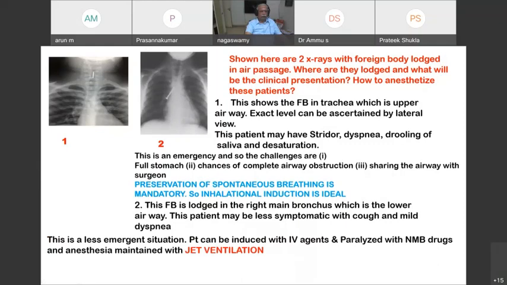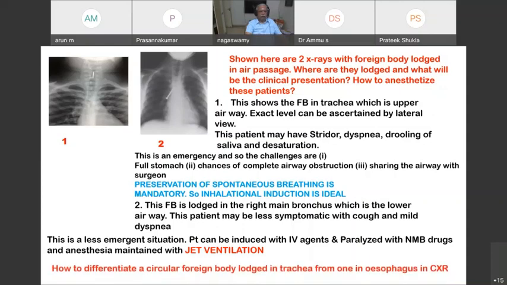What you do is, this is a less emergent situation. The patient can be induced with IV agents. You can paralyze with a neuromuscular blocking agent, and then hand over the patient to the surgeon. We can put in the bronchoscope and we can do jet ventilation in these cases. So jet ventilation is indicated only in lower airway foreign bodies, right? So that we have to do.